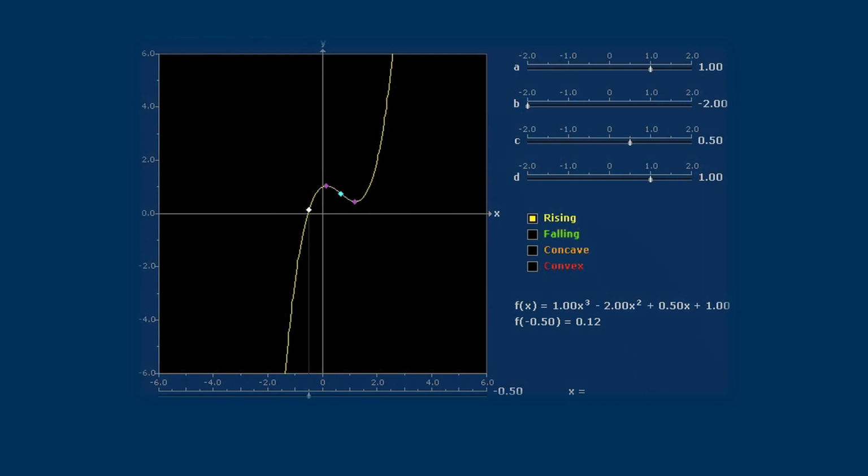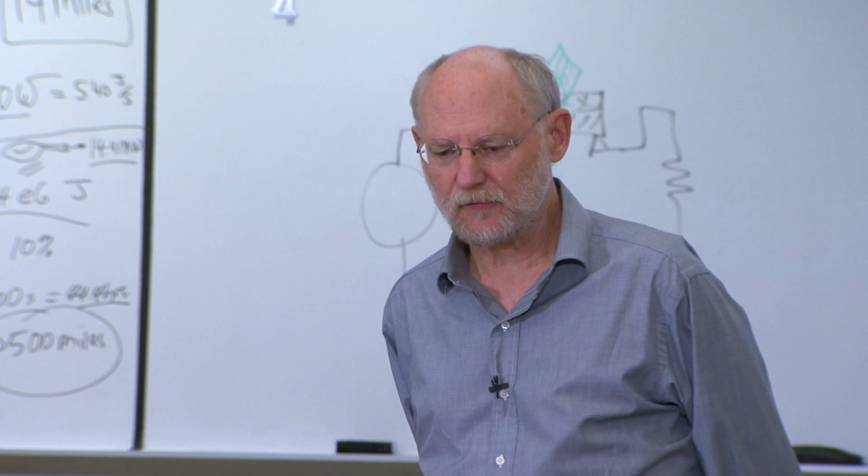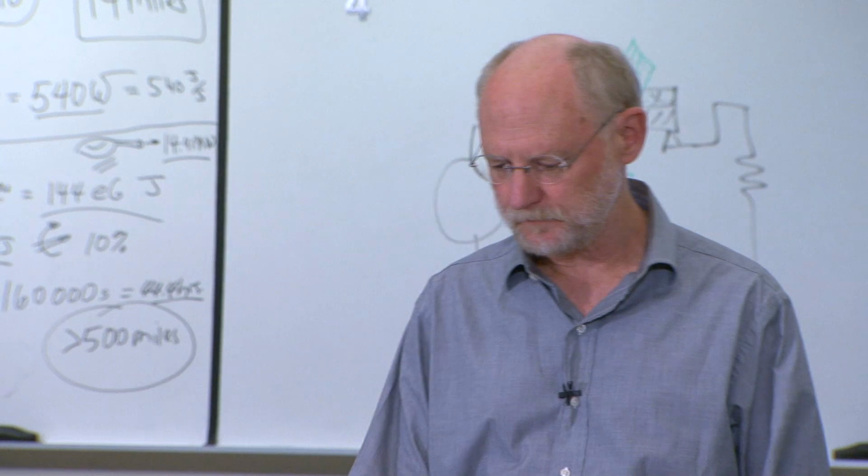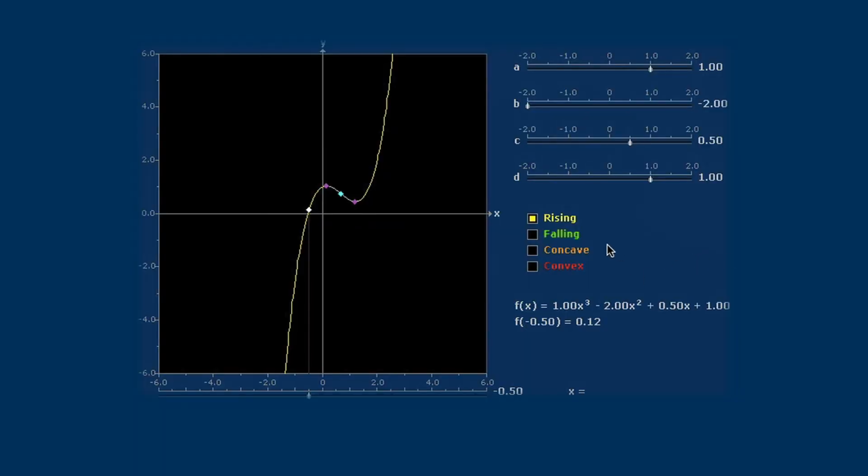So what you see is a graph. It's a graph of a third-order polynomial. The polynomial is described here. It's x cubed minus and so on. And these coefficients, 1, minus 2, 0.5, and 1, they're controlled by these 4 sliders. So a is the coefficient of x cubed, and b is the coefficient of x squared, minus 2. It's set at minus 2 right now.